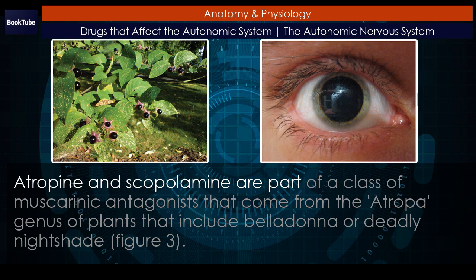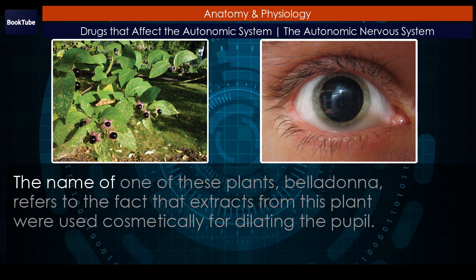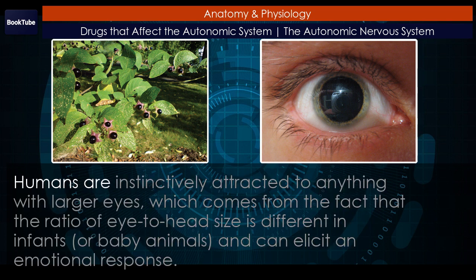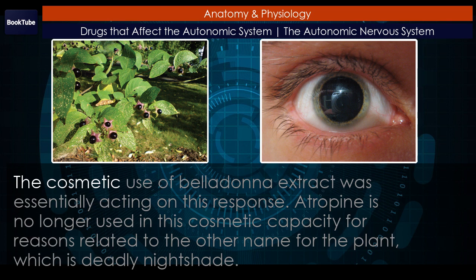Atropine and scopolamine are part of a class of muscarinic antagonists that come from the Atropa genus of plants that include belladonna or deadly nightshade. Figure 3. The name of one of these plants, belladonna, refers to the fact that extracts from this plant were used cosmetically for dilating the pupil. The active chemicals from this plant block the muscarinic receptors in the iris and allow the pupil to dilate, which is considered attractive because it makes the eyes appear larger. Humans are instinctively attracted to anything with larger eyes, which comes from the fact that the ratio of eye to head size is different in infants or baby animals, and can elicit an emotional response. The cosmetic use of belladonna extract was essentially acting on this response.